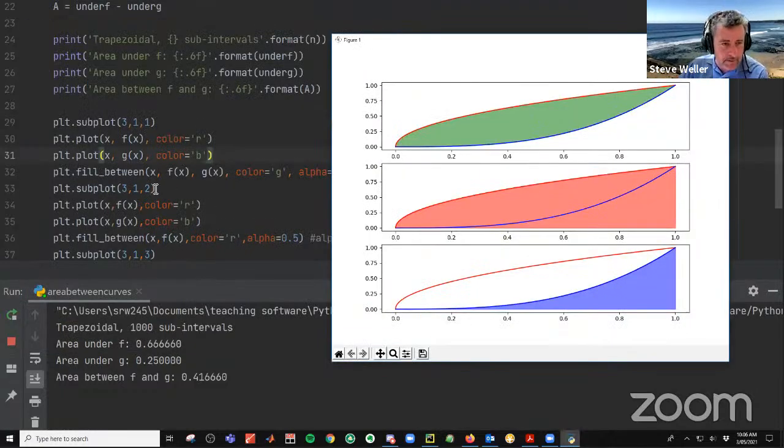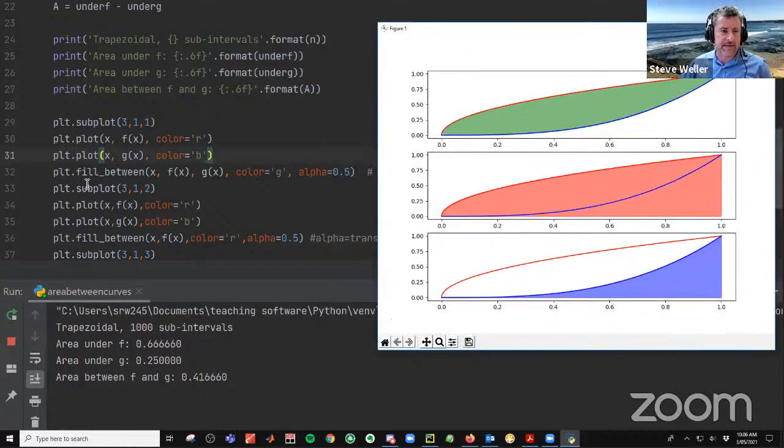In the second subplot, again, we produce F in red, G in blue. Oh, I should back up. Let me look at that. In line 32 of the code, you'll see that there's a plot fill command with X, FX, and GX. That's the command to Python to fill the areas between the curves F and G. So this is really an extension of the call to plot fill between that we saw earlier.